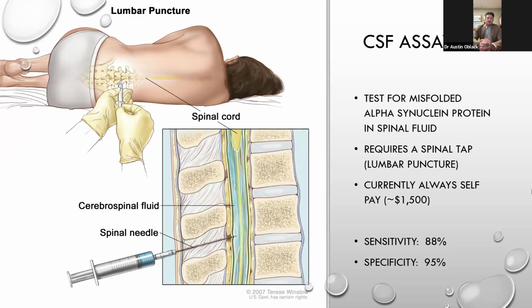And basically, as you can see here, we go into the lower back, put the needle into the spinal canal, take out some of that spinal fluid. And again, that spinal fluid gets sent off to a lab where they can test for that abnormal protein. This one, again, has numbers that are on the higher end of the spectrum. Sensitivity 88%, specificity 95%.